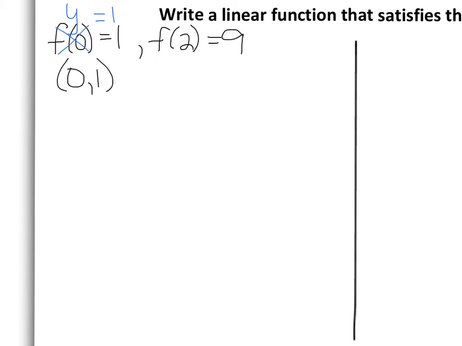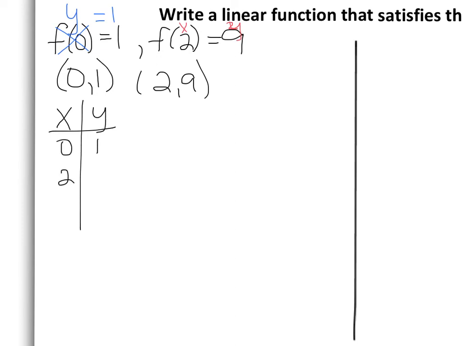My second point, this means for function f, when x is 2, y is 9. So my second point would be 2, 9. Okay, well now I have 2 points. This is the exact same thing we've done the last 2 days. I need my slope and I need my y-intercept. So to find the slope, we're looking for my change in y over my change in x, and I should get 4. So I have a slope of 4.